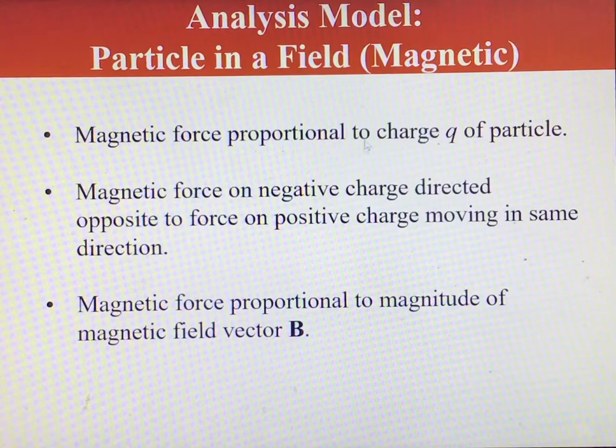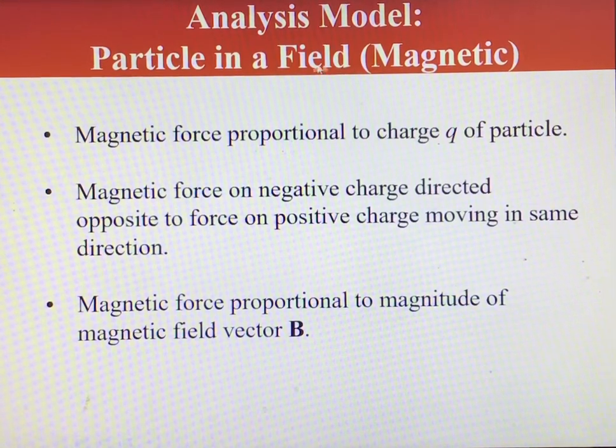All right. At this point, we're going to look at a particle in a magnetic field. If you remember, we said that an electric field is going to generate a force on a charged particle. A magnetic field is also going to generate a force on a charged particle. We're going to look at the magnetic force on a charged particle that has a charge Q, and we're going to see that the magnetic force is proportional to the charge. The magnetic force on a negative charge is directed opposite to the force on a positive charge moving in the same direction.